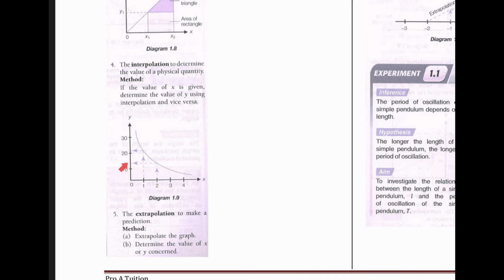So this is what we call interpolation. Again, you can let x equal to 1, then you bring it to the graph, then you look for the values of y. So that is what we call interpolation. We use the values of x given to determine the value of y based on the graph.